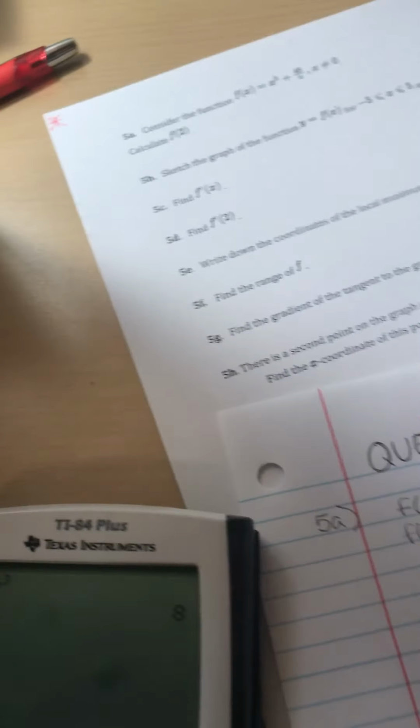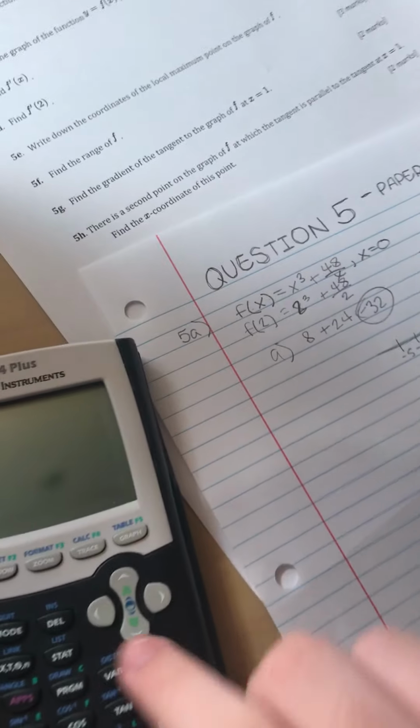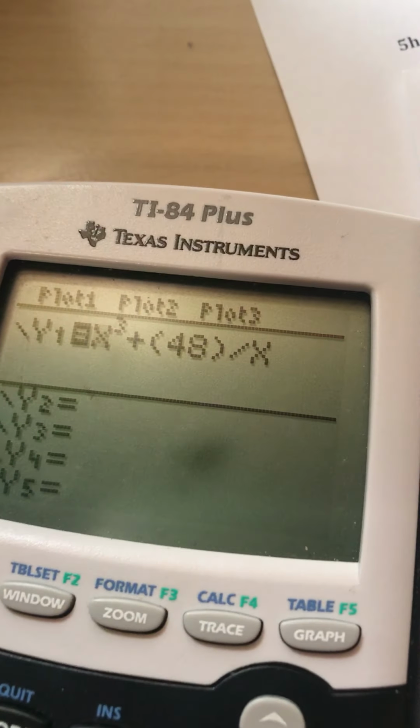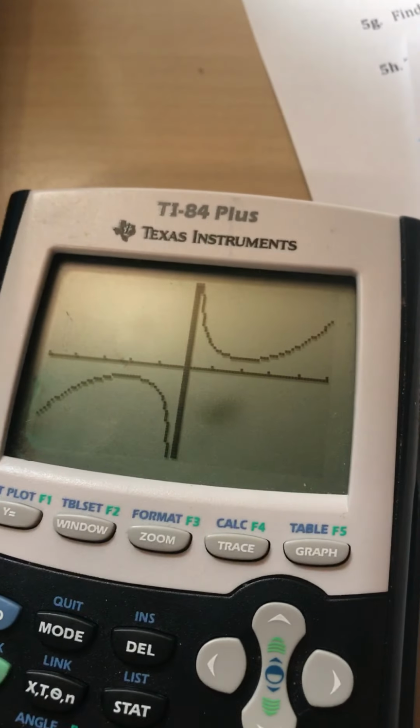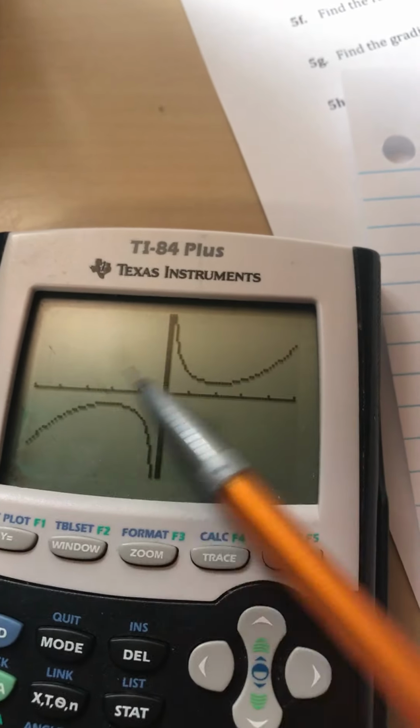Sorry. And then B, you're going to sketch the graph of the function. I don't know if I'm allowed to do this for paper 2, but hopefully you can hear me. If you can't, I apologize. But I already wrote the equation in there. Let me make sure. Yep. So basically the graph is like this, and I put my intervals, so that's at 200 and that's at 5, like the thing is asking for.